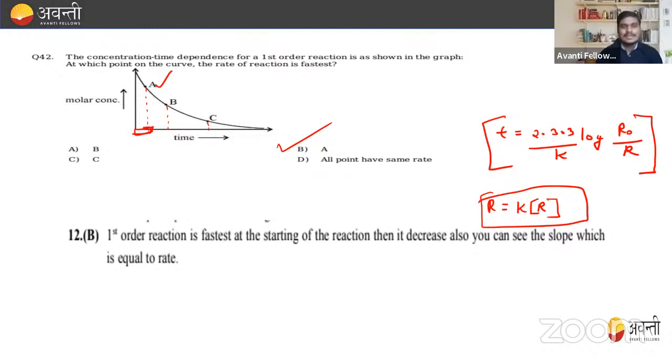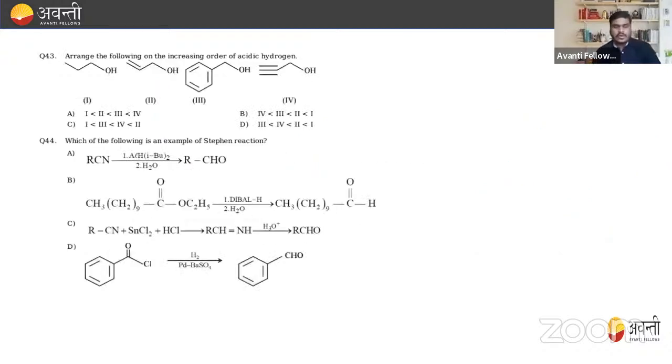Okay, now we already know the solution for this question, so I hope you understand the question. For the first order, the rate of reaction is faster at the beginning. Now question number 43 and 44, these two questions are very easy, right?